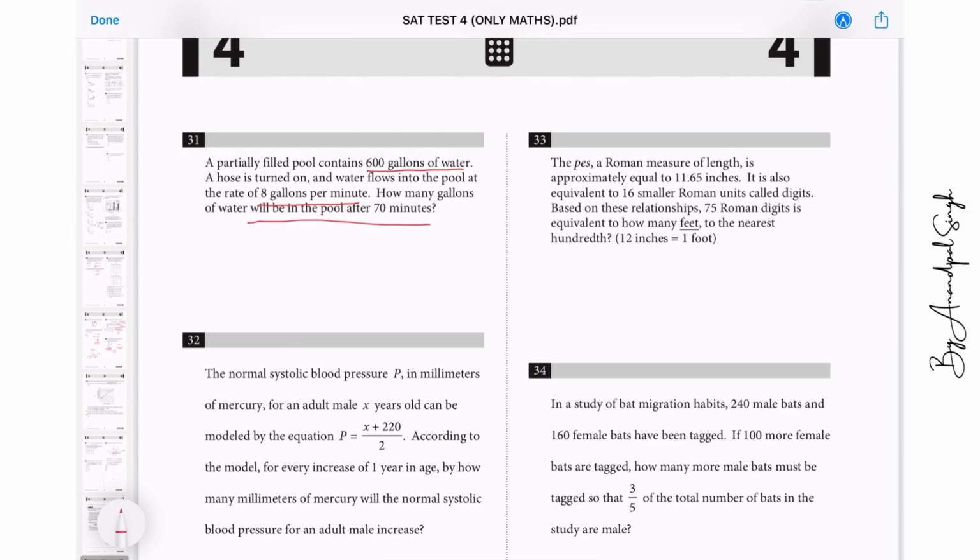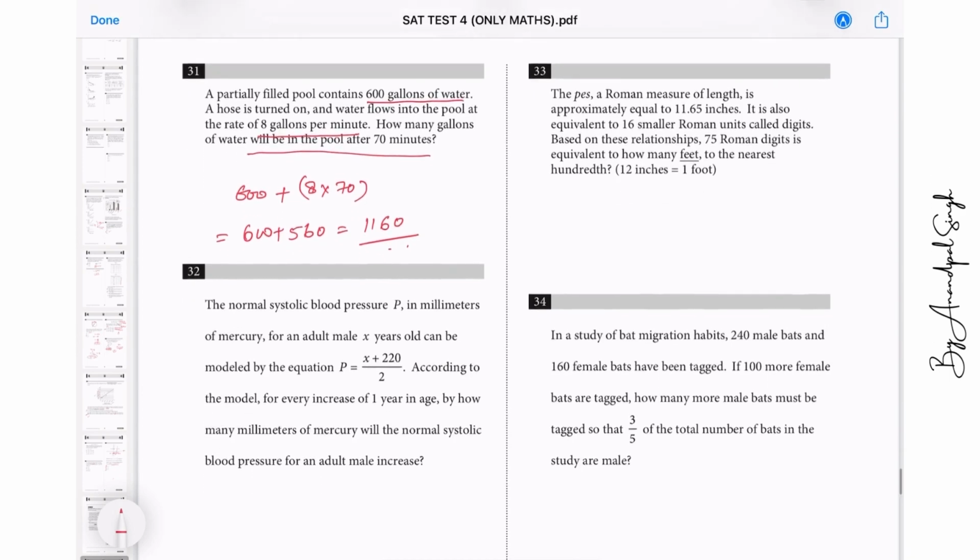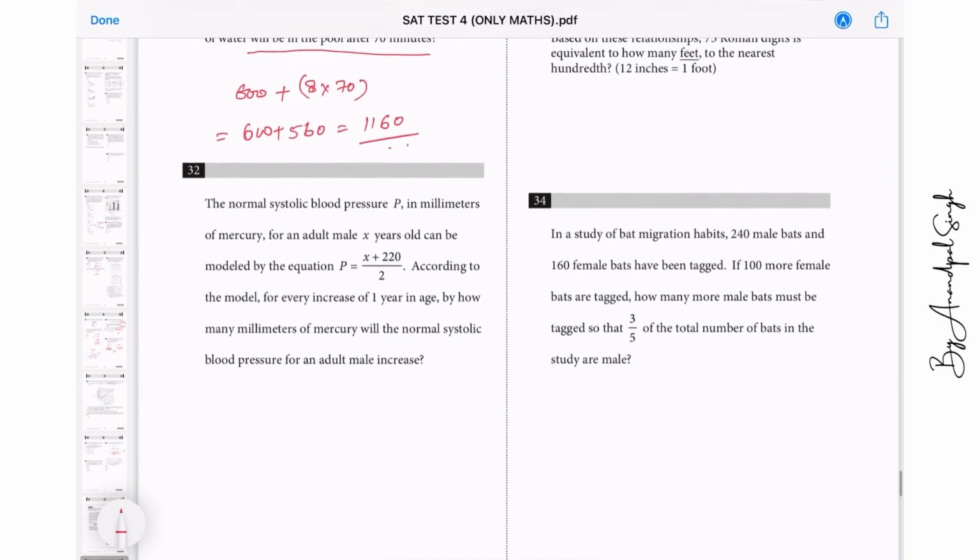Already it has 600 gallons, plus 8 per minute times 70, which means you will get 600 + 560. So just calculate it using your calculator, or if you are mentally strong in mathematics, you can simply add it like this. Your answer is 1160.